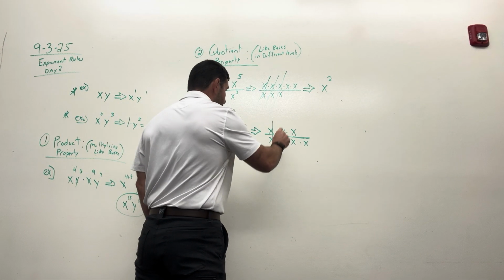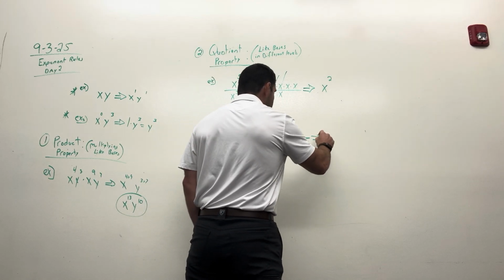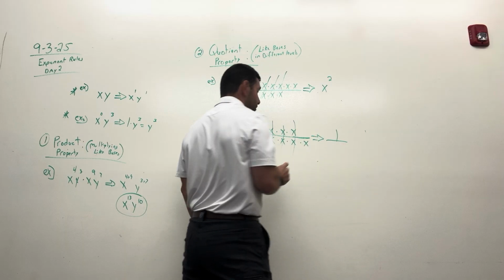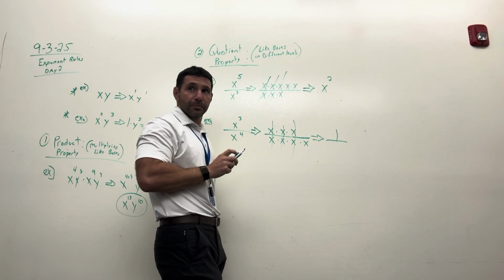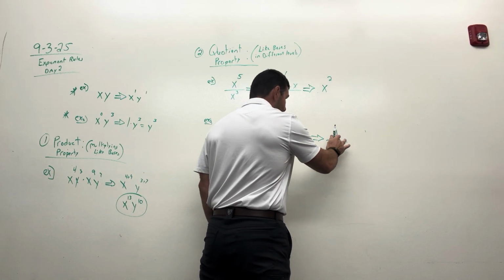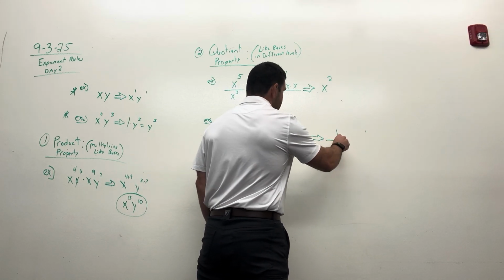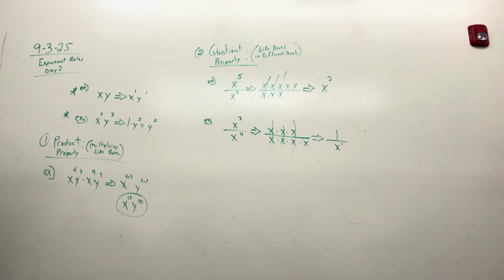X divided by x is 1. X divided by x is 1. X divided by x is 1. What's left over in the numerator? 1. Because all of those are 1. What's left over in the denominator? X. We can leave it as x or x to the first power. Okay, Mr. H. There's got to be an easier way than doing this. Does anybody see something that's happening right now?